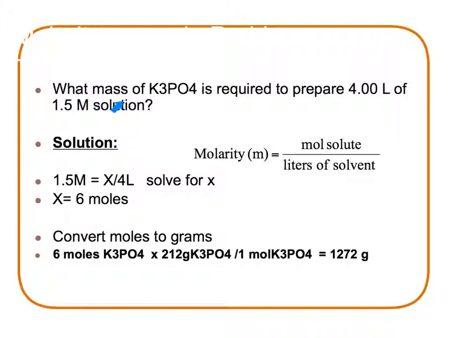However, the problem is asking for mass. So we must do a mole to mass conversion. We will take 6 moles of potassium phosphate times the weight of potassium phosphate over 1 mole of potassium phosphate, and we get our grams.